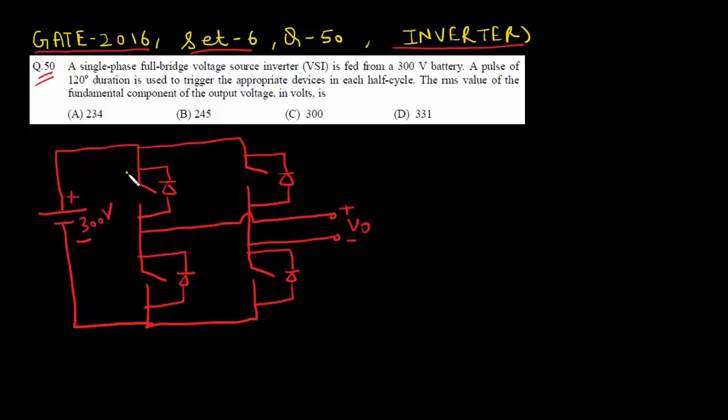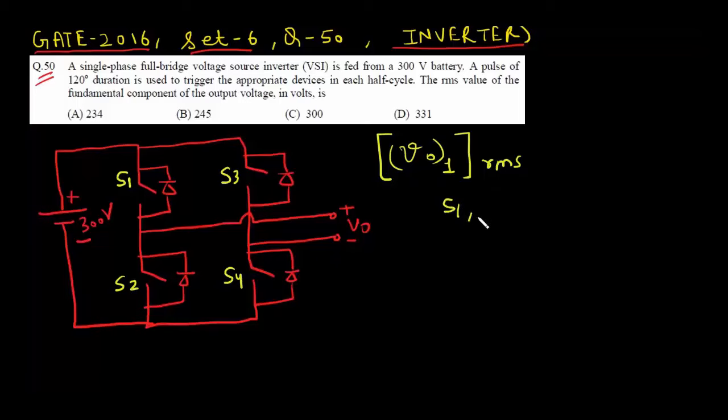So let us name all the switches. This is S1, let's say this is S4, S3, and S2. A pulse of 120 degree duration is used to trigger the appropriate devices in each half cycle. We have to find the RMS value of the fundamental component of the output voltage. So this is the output voltage. First we have to find the fundamental component in the output voltage, and after that find its RMS value.